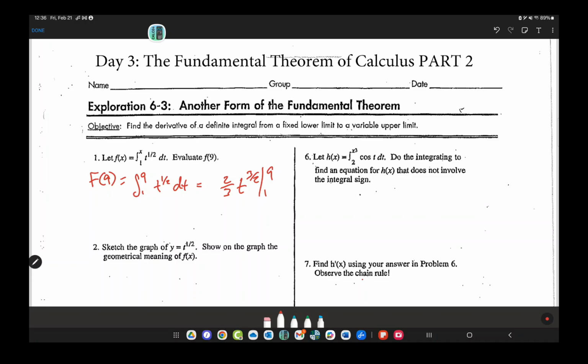Now, plugging in 9, that would give you what? 18. Plugging in 1, that will give you 2/3. So minus 2/3. 18 minus 2/3 is 17 1/3, or you could write that as 52 over 3.